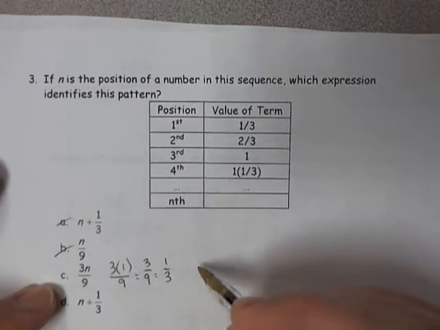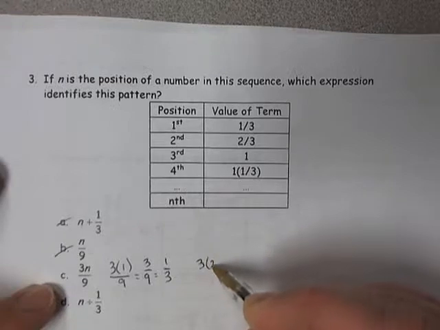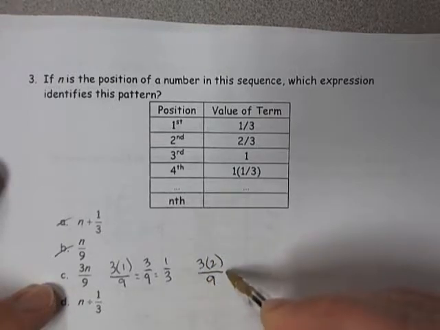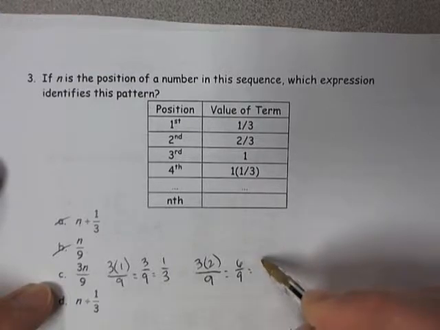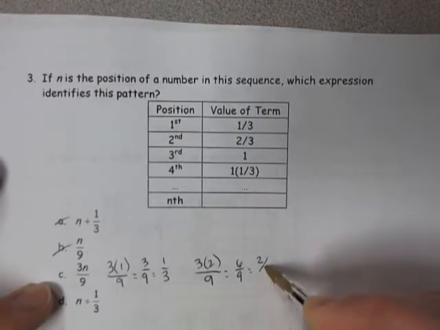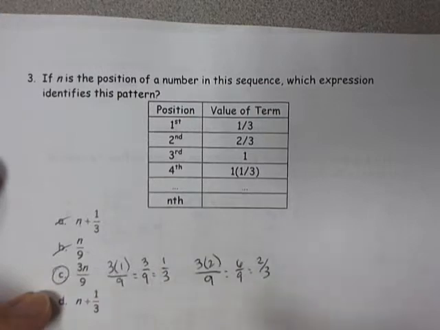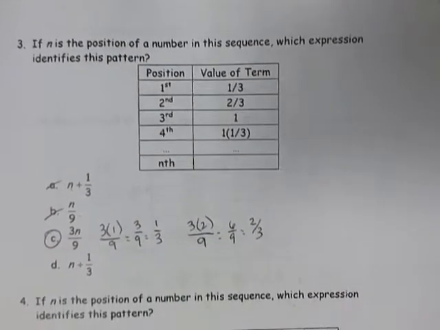Let's plug in position 2. 3 times 2 divided by 9 is 6/9. Let's see, I can divide by 3 and simplify to 2/3. It checks out okay, so the correct answer is C.